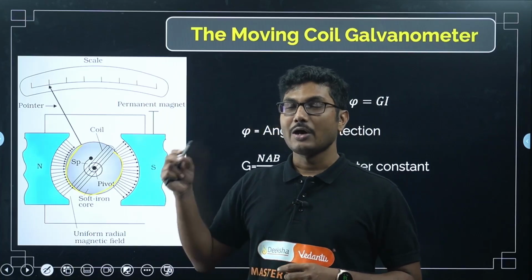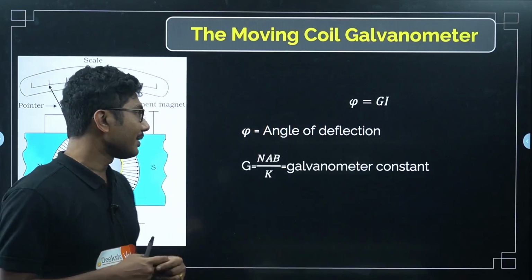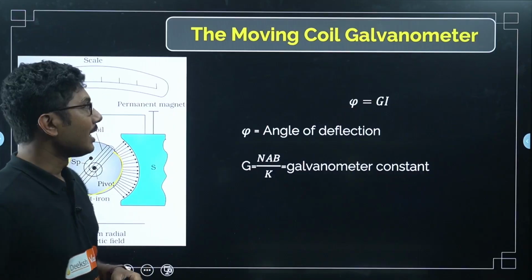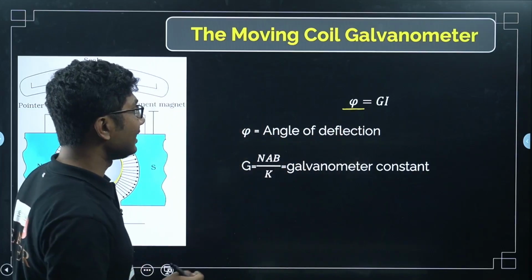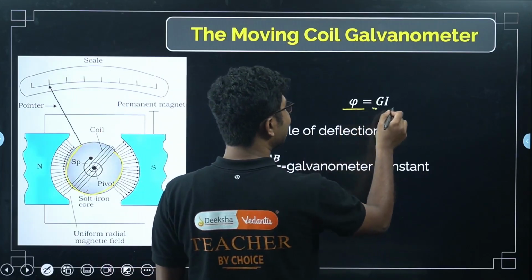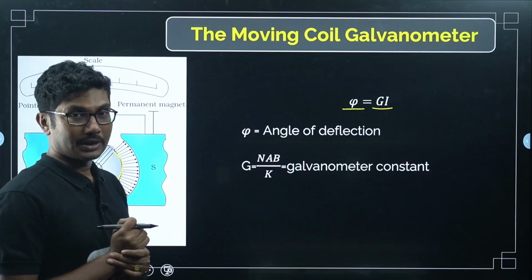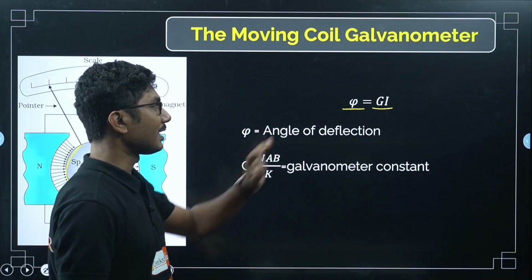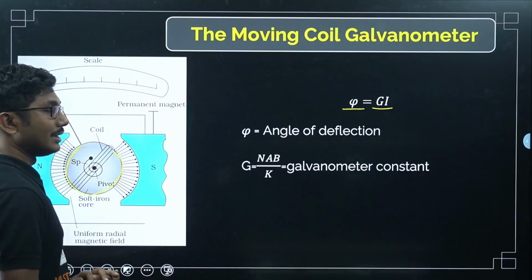Basically it can measure whether there is a current passing through the galvanometer or not. Whenever there is a current passing through the galvanometer, it will give you a deflection. Now that angle of deflection is given by G times I, where G is a constant based on the galvanometer. So the angle of deflection is directly proportional to current. If the current is more, the angle will be more. If the current is less, the galvanometer deflection will be less.